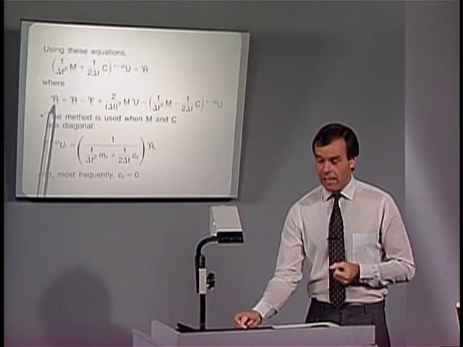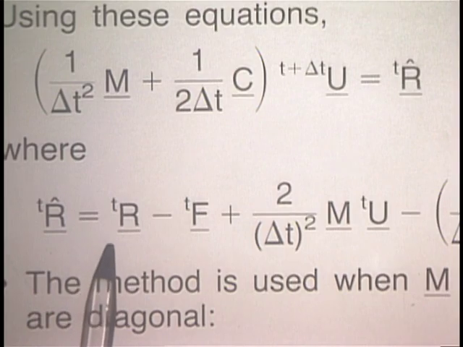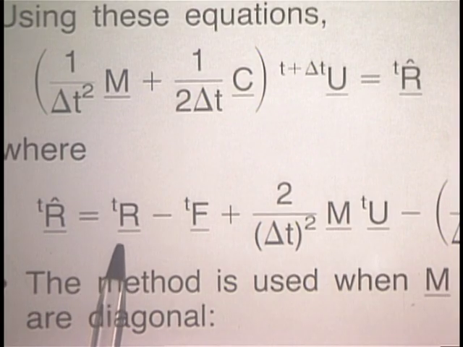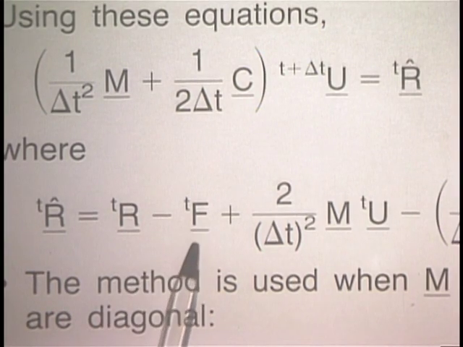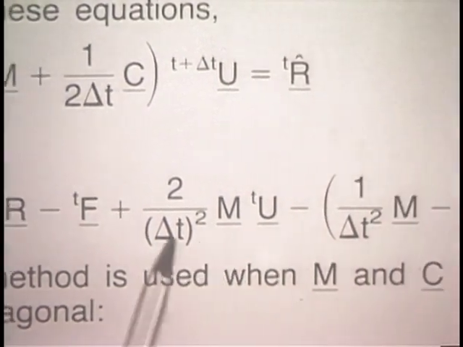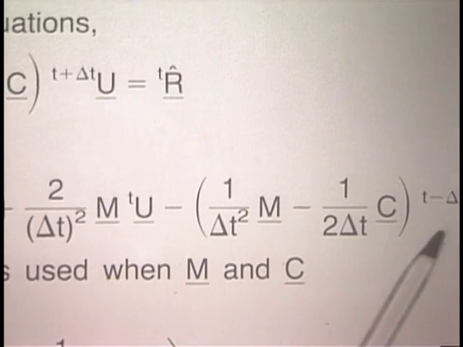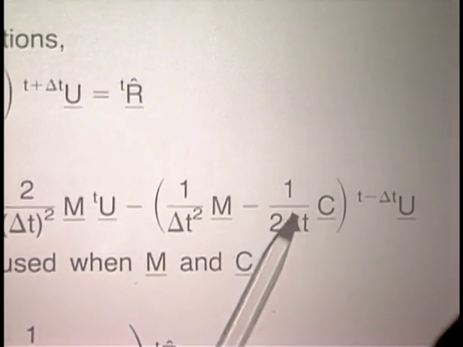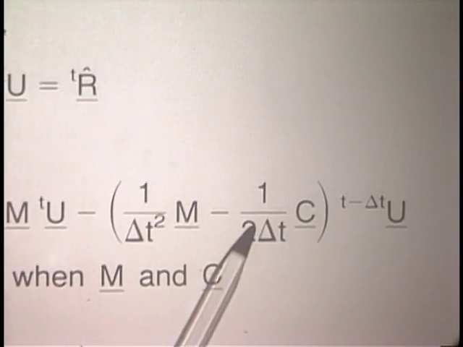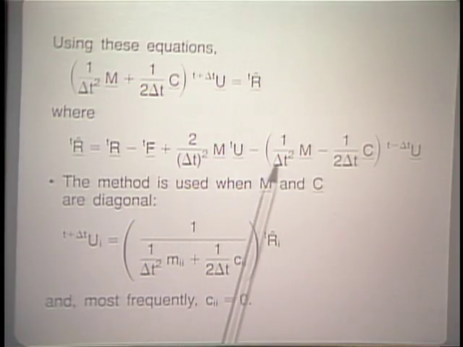Here we have Tr hat is equal to Tr, the actual loads applied corresponding to time t. These are the externally applied loads to the nodal points. Tf is the force vector corresponding to the internal element stresses, as I said earlier. Here we have an inertia contribution, here another inertia contribution, and a damping contribution. But it is important to recognize that the right-hand side is known.